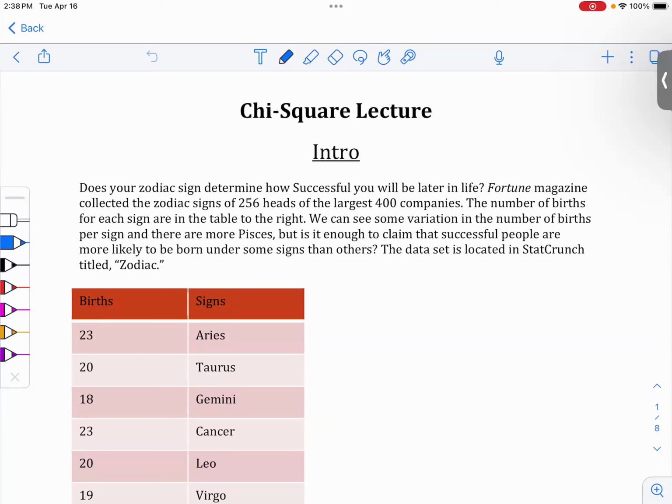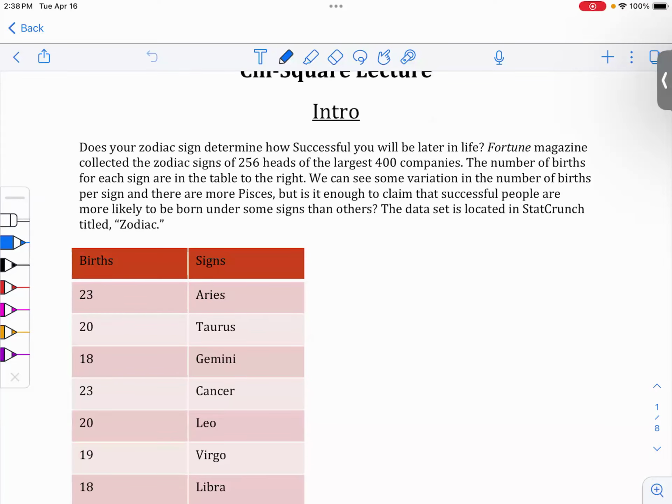All right, as for today, we're going to talk about chi-squared, which is very similar to things that we have been looking at. It's still proportions, but now actually our proportions are many distributions instead of just one or two.